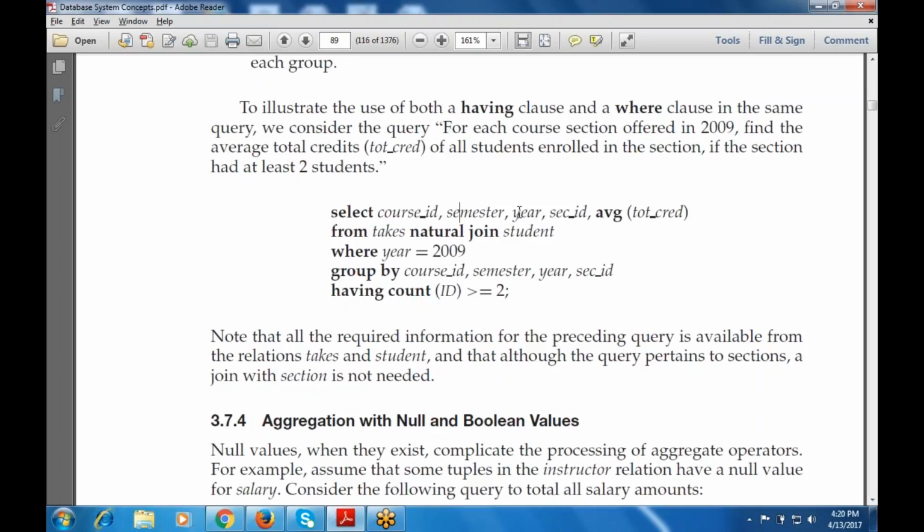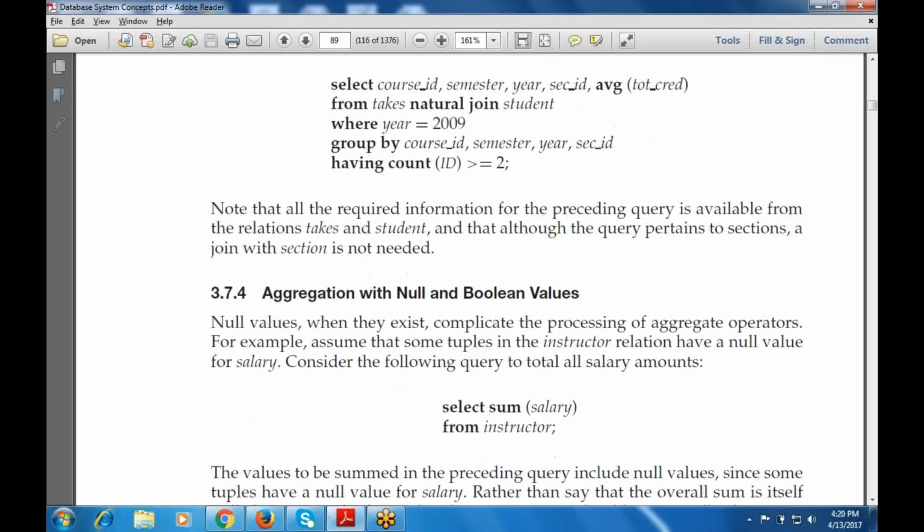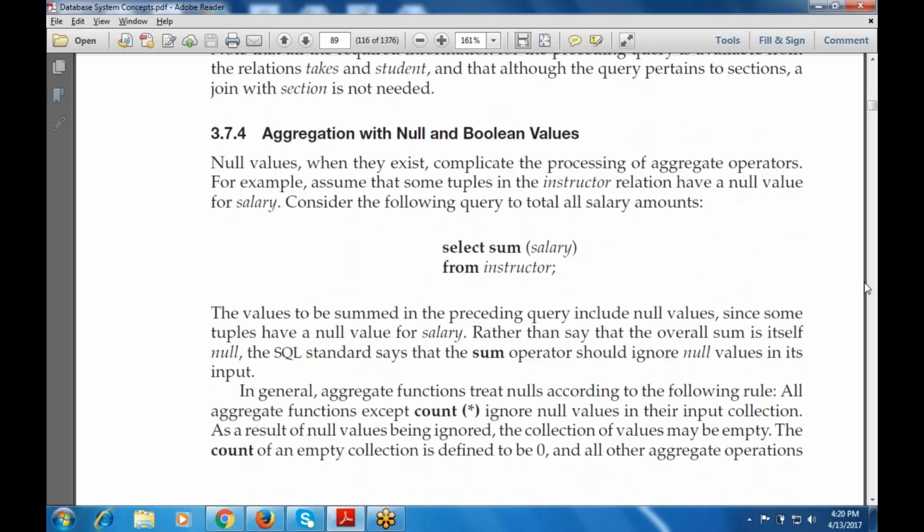Then: select course ID, semester, year, section ID, average, total credit from takes natural join student where year equals 2009. A single equals sign is also applicable; we can use either single equals or double equals. Group by course ID, semester, year, section ID, and count ID greater than or equal to. And next is aggregation with null and boolean values.